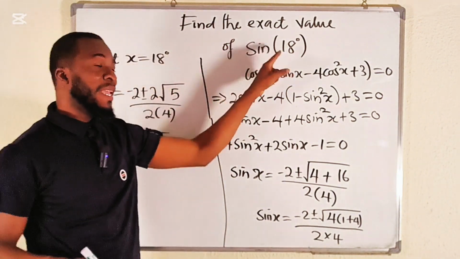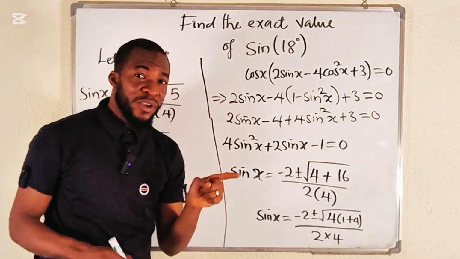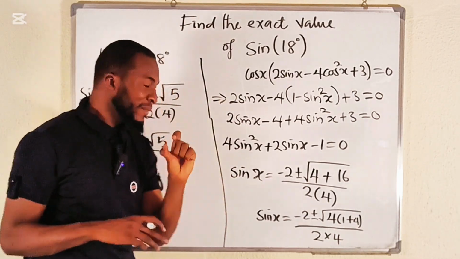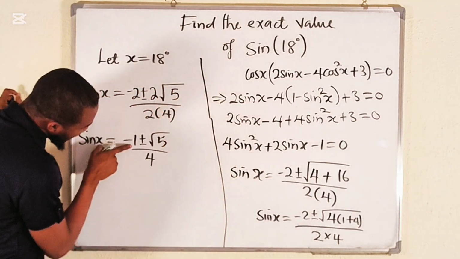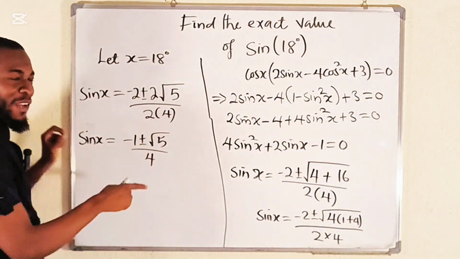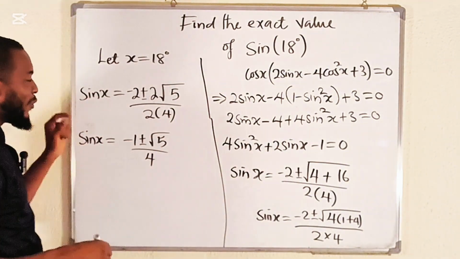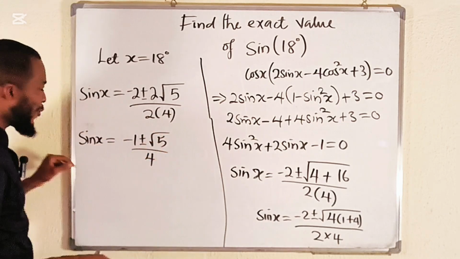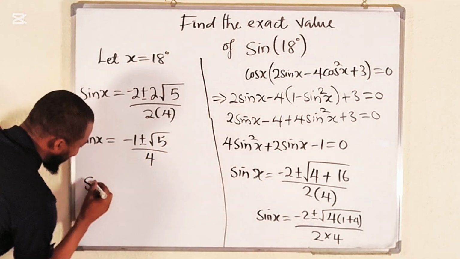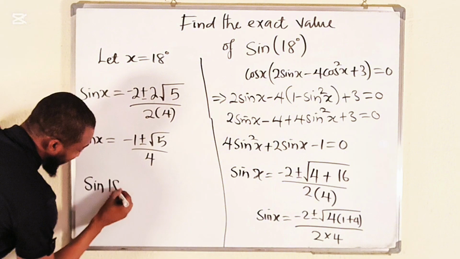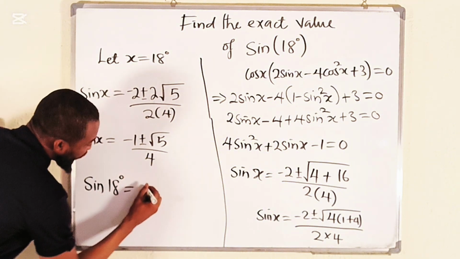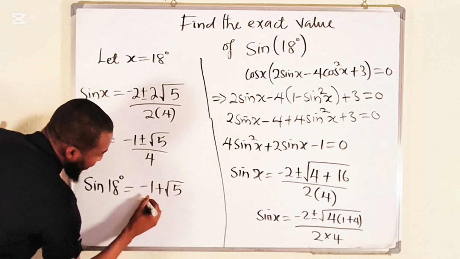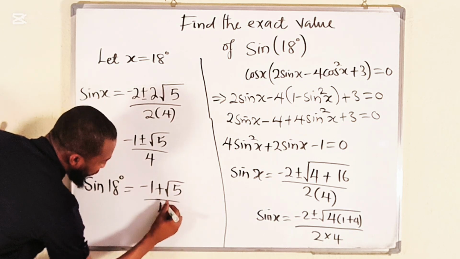But remember, 18 is in the first quadrant. And sine of all angles in the first quadrant are positive. Therefore, if you consider negative 1 minus root 5, it will give us a negative. And hence, we have to take the positive version, which is negative 1 plus root 5 divided by 4. Finally, sine x, which is sine 18, is equal to minus 1 plus square root of 5 divided by 4.